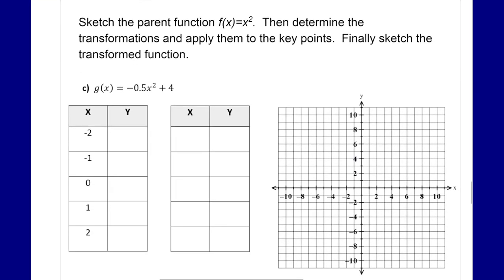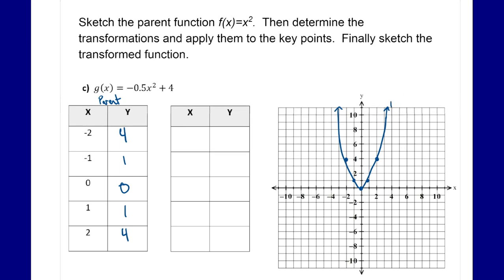Last example, same idea. We're going to come up with our parent function, which we should already be familiar with because we've written out the points many times. So -2, 4, -1, 1, 0, 0, 1, 1, 2, 4. I'm going to quickly sketch that. And now I have my parent function.